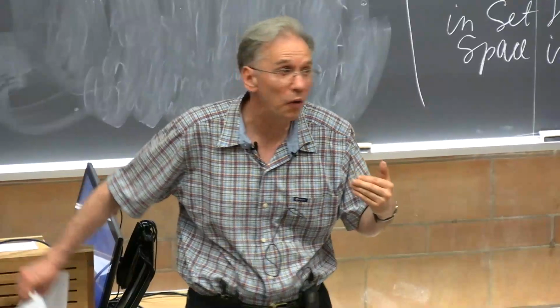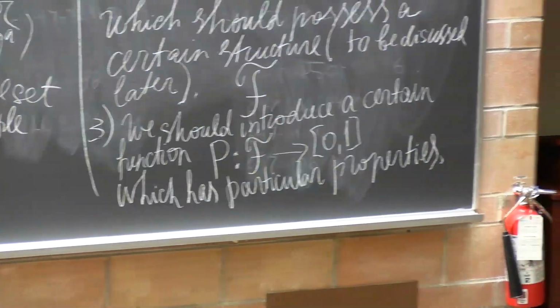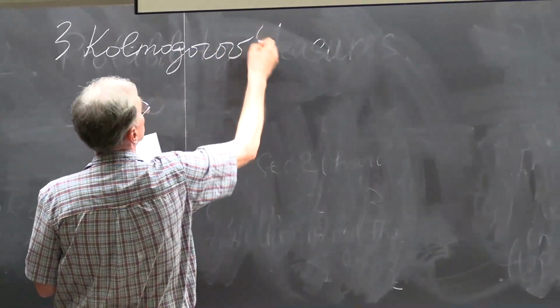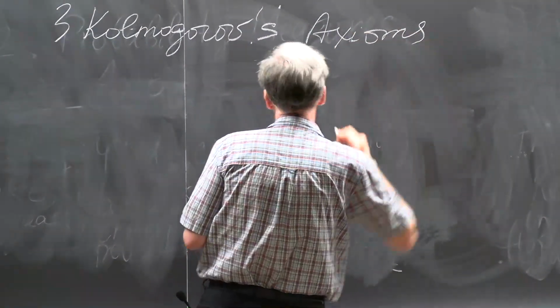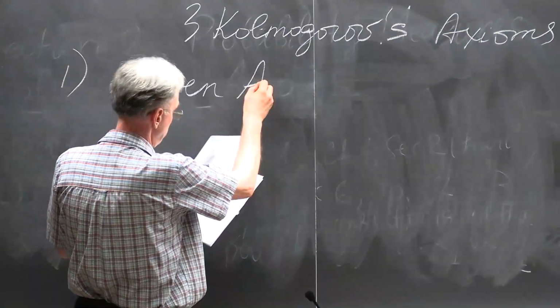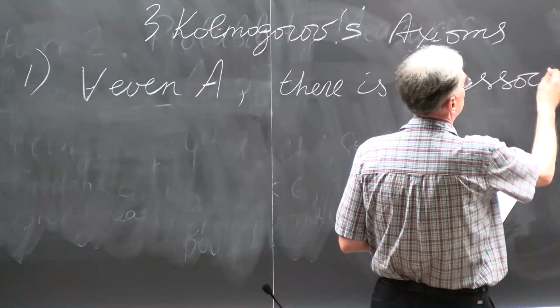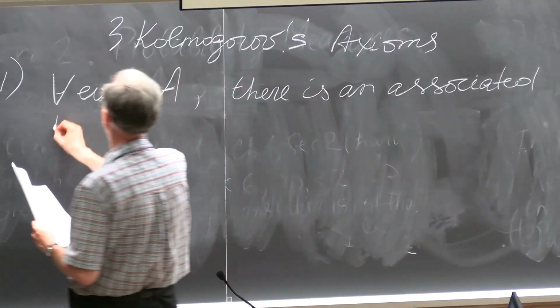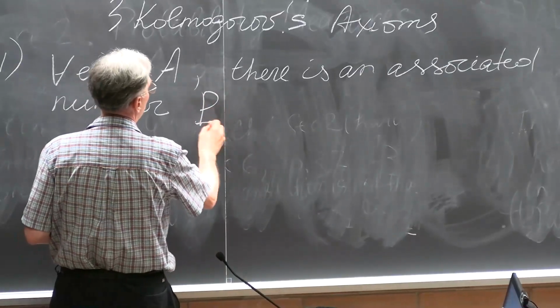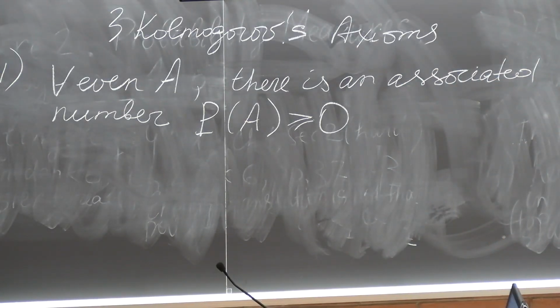Okay, and that's what I'm doing now. Now I'm trying to be more specific and describe properties of the probability measure. So, the three Kolmogorov axioms are as follows. The first one: for each event A, there is an associated number P(A) which is always greater than or equal to 0. I should say that this number is non-negative.